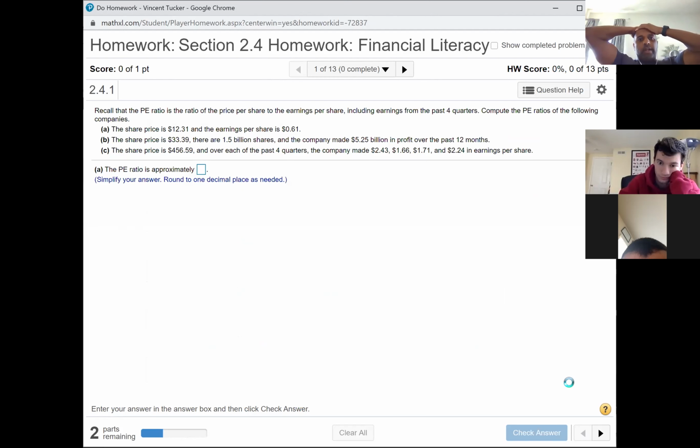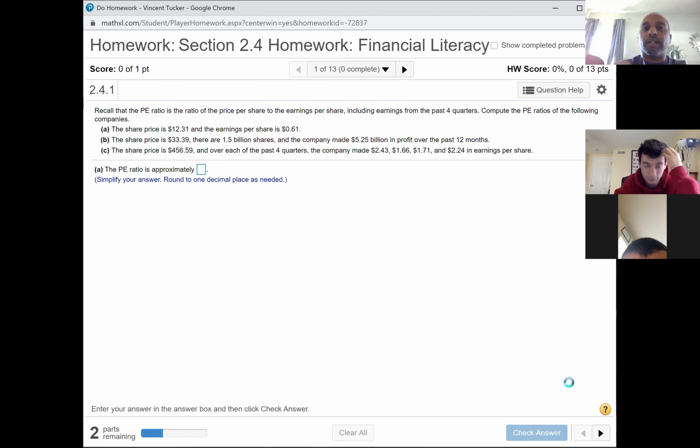All right, so here we are. Don't copy down these numbers. I have my own numbers that I've done work on, so we'll just go through those numbers. Numbers that I made notes off of, but it's the same problem. It says recall that the PE ratio is the ratio of the price per share to the earnings per share, including earnings from the past 4 quarters. Compute the PE ratios of the following companies. So A, it says the share price is $12.31 and the earnings per share is 61 cents.